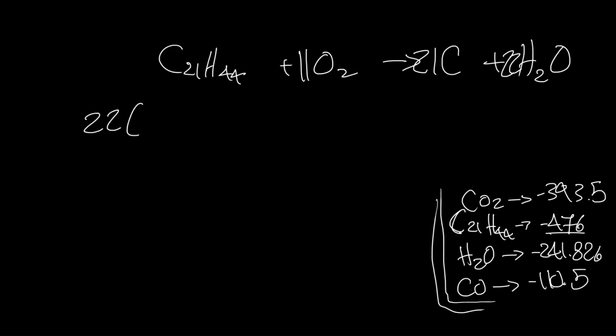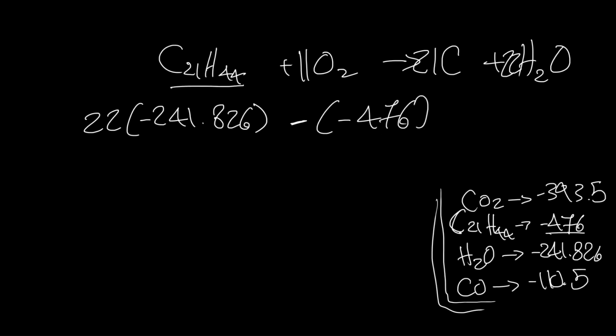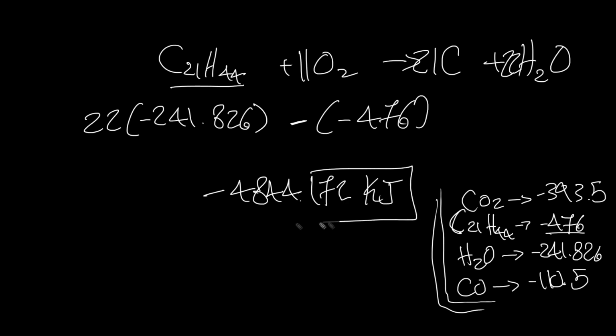22 H2Os, which is negative 241.826. Add that to 21 of carbon graphite, which is 0, so you don't have to add it, and then subtracted by negative 476, which is the candle. So 241.826, add 476 to that, and you're going to get negative 4844.172 kilojoules. This is for the third equation, when some wax is oxidized to soot and water vapor.